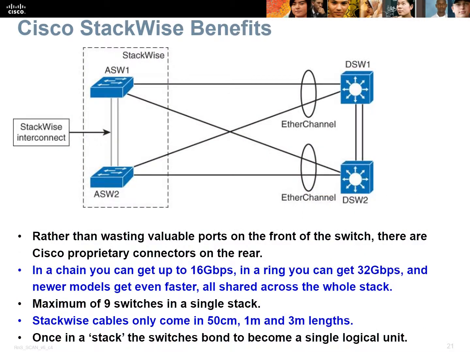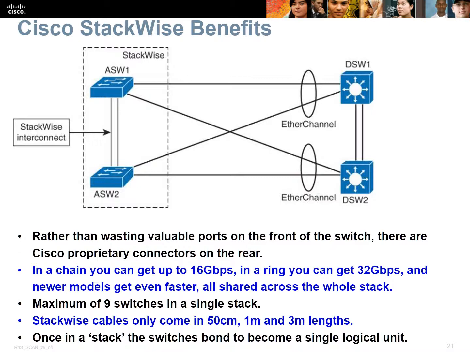So this is a bit more of a diagrammatical form. We've got 2 switches on the left. Instead of having 2 isolated switches with a link between them, we've bonded those into a single switch. So ASW1 and ASW2 present themselves as a single switch. Those 2 EtherChannels coming from the distribution layer switches are not going to have any trouble with spanning tree or anything like that, because as far as they're concerned, there's one switch at the other end and it's got 2 links to it.